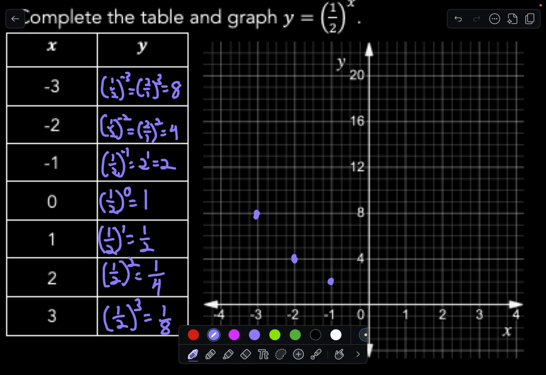Okay. And then we're at 1, and then we're at 1/2. We're at 2, we're at 1/4. So we're getting closer. And you can just imagine that this graph is going down to the x-axis. And you can see that if we're at -4, they don't have it here, but if we had a -4, that would be 1/2 to the -4, which is 2 to the 4th, which is 16. So at -4, we're at 16. And our graph looks something like this.